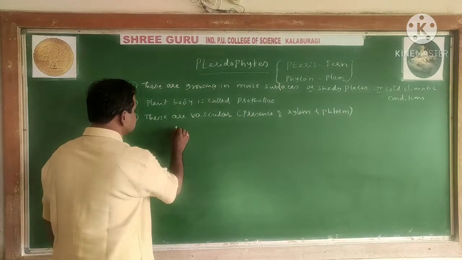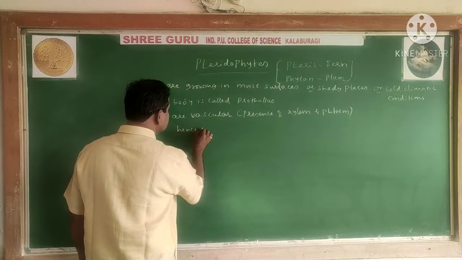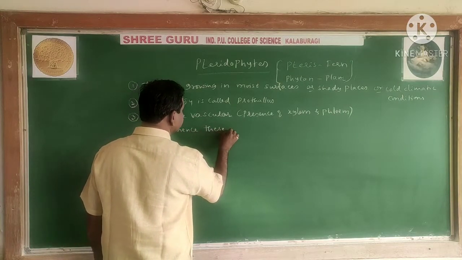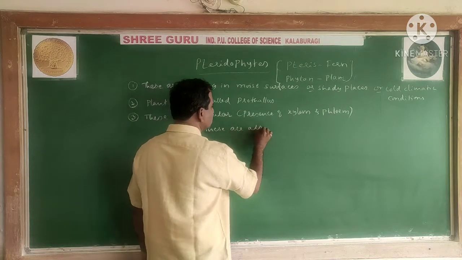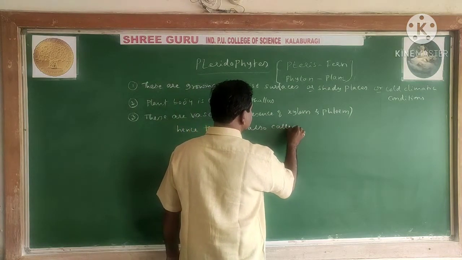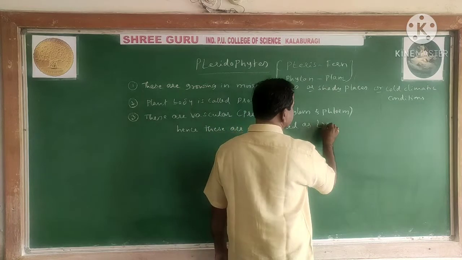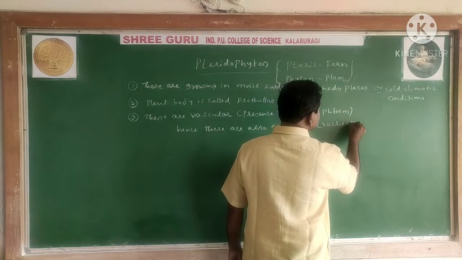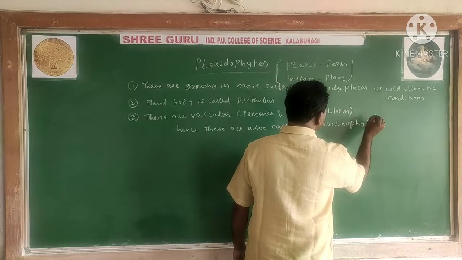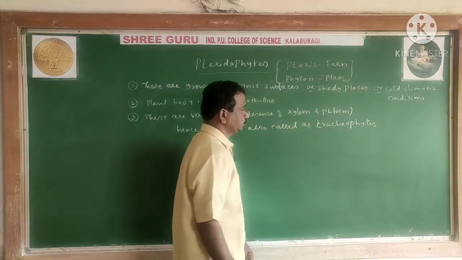So hence these are also called as tracheophytes. Pteridophytes are also called as tracheophytes.